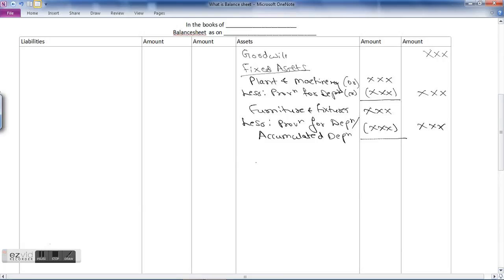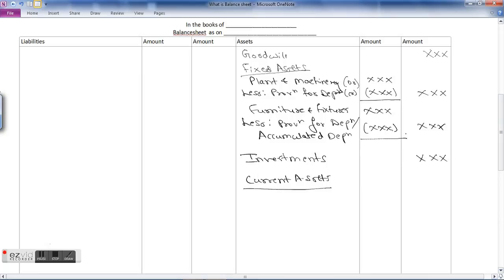Then you will have some investments. Okay, so again investments, if you see the nature of investments is like a personal account, but it will have all the debit balance. So investments will be reflected here, that is whatever amount has been invested for a particular purpose of the business, it will come in investments. Then next will be your current assets.